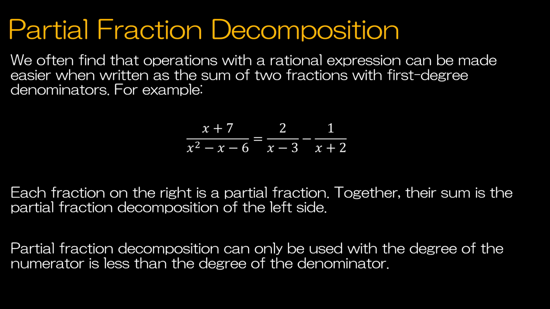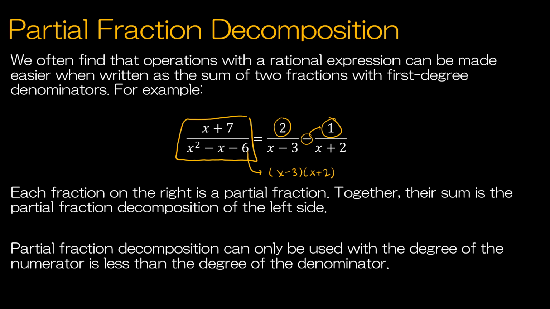Partial fraction decomposition is what happens when we take a rational expression and make it easier by writing it as the sum of fractions. So this says 2 fractions, but could be 3 or 4 or so on with first degree denominators. So instead of x plus 7 divided by x squared minus x minus 6, we take the denominator and factor it into x minus 3, x plus 2, and then we solve that basic equation to determine the values of 2 and negative 1.